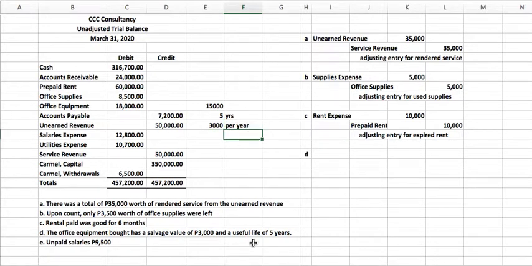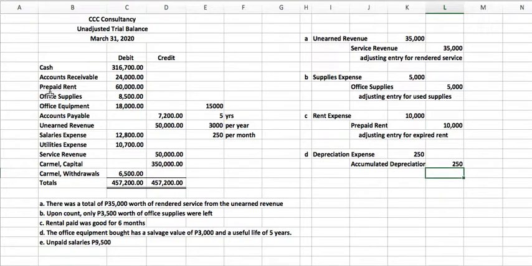We have to record 1 month here, so per month would be 3,000 divided by 12. That would be 250 for the month. So that would be debit depreciation expense. Let's just use the one depreciation expense since we only have one long-term asset. That's 250, and credit accumulated depreciation, 250 pesos. The depreciation expense is recorded under expenses, while accumulated depreciation is a contra asset account.